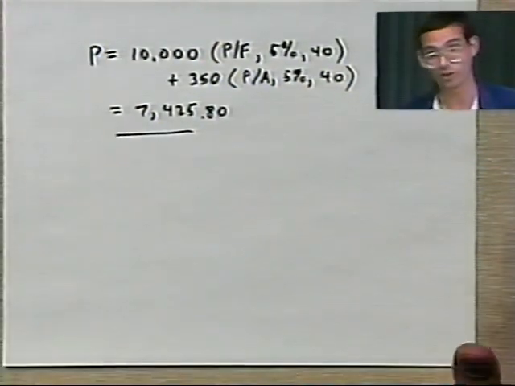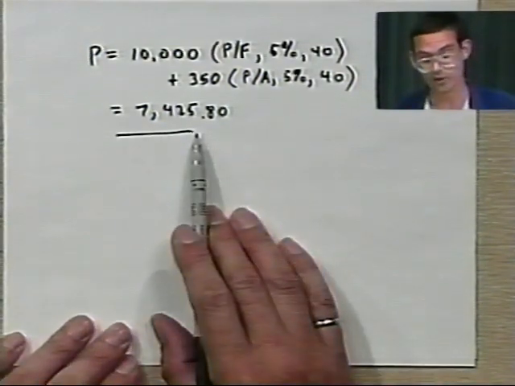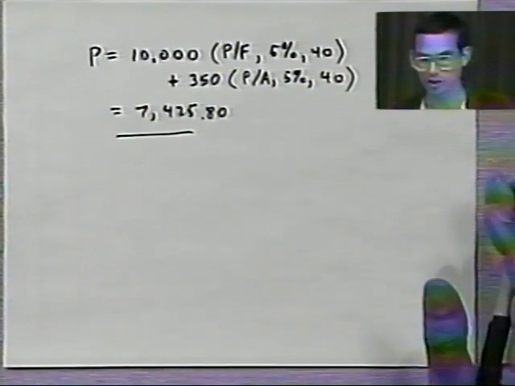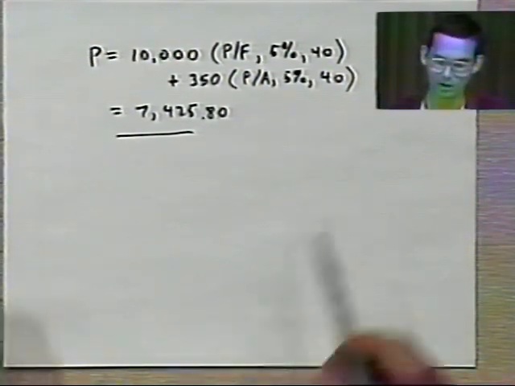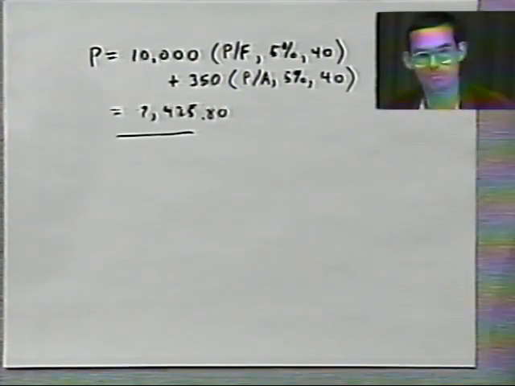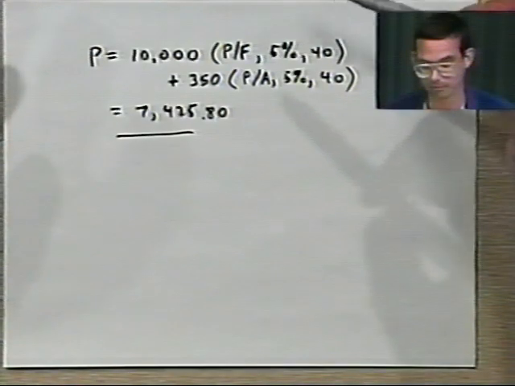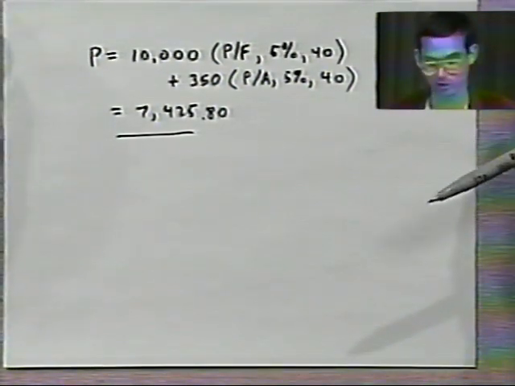So the answer to the question, how much should I pay for this bond? I should pay no more than $7,425.80. If I pay more than that, I'm not going to earn the 10% interest I want. If I paid less than that, I do. Now, for bonds, there'll be a marketplace for bonds. There'll be quoted prices for certain bonds. And you can use this figure then to decide whether the quoted price is a reasonable one for you.